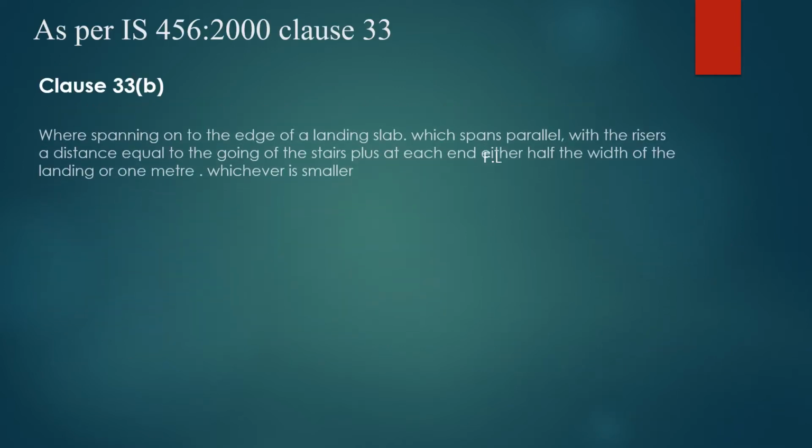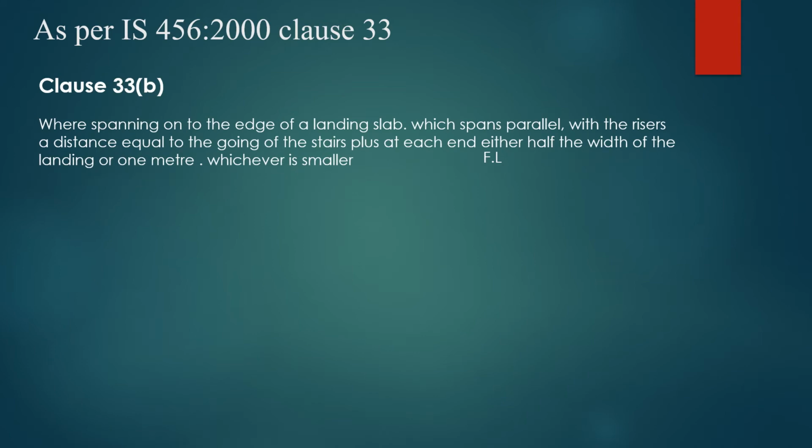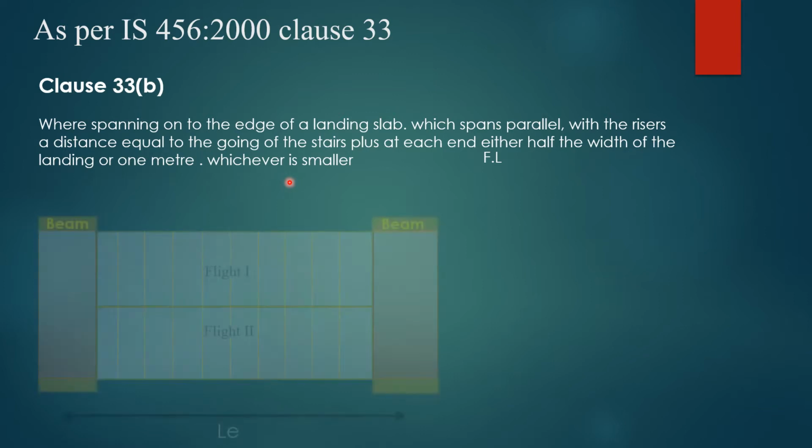Let us see the other clause, 33B. As per clause 33B, spanning on the edge of a landing slab which spans parallel with the riser, a distance equal to the going of the stair plus at each end half the width of the landing, or 1 meter, whichever is smaller. So let us see what actually this is.